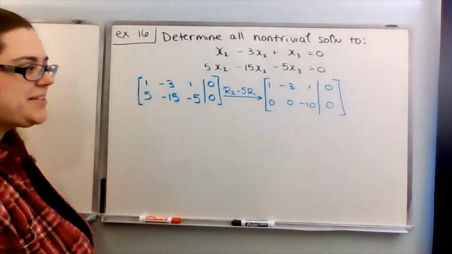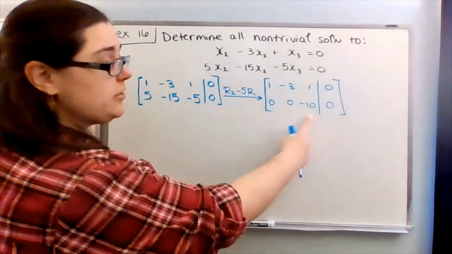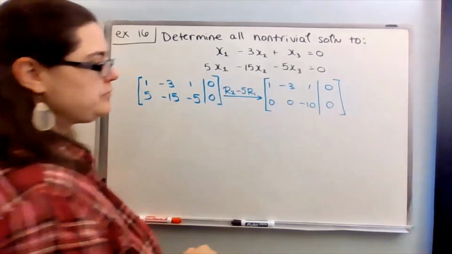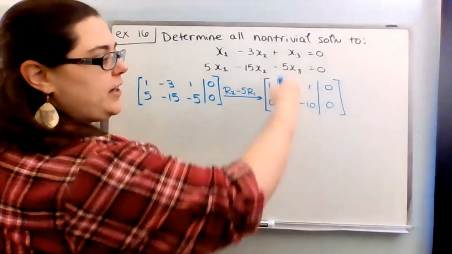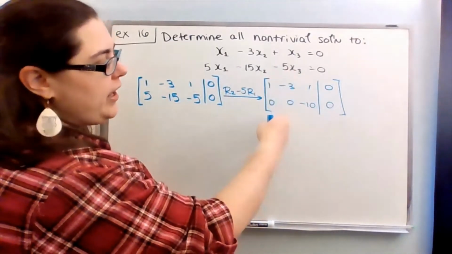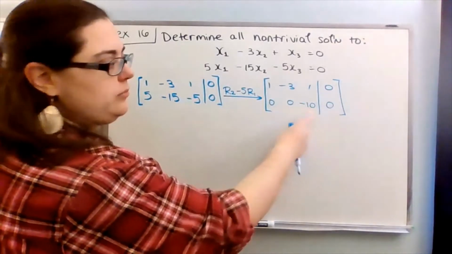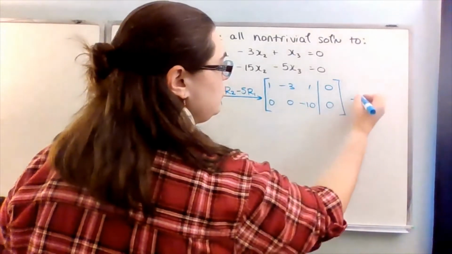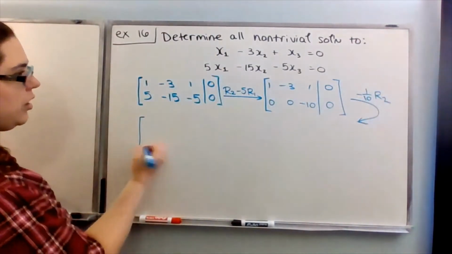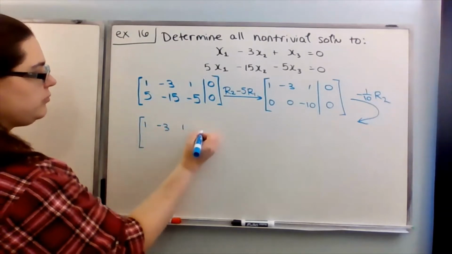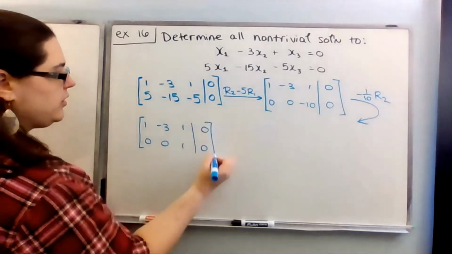How do we do? In my second row, I got everything to be 0 except I got a -10 here, which means I have no pivot position in the second column. So we are going to get a parameter. And I'm going to multiply the second row by -1/10 to turn this into a 1. Row 1 stays the same. Bottom row, we're just going to get this one here.